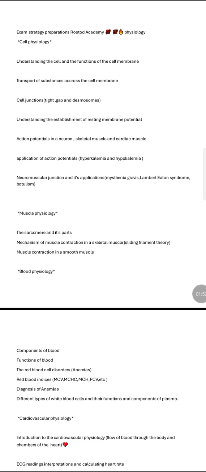So after understanding what resting membrane potential is, now you have to go to action potentials. You should be able to draw the action potentials in a neuron, in a skeletal muscle, as well as in cardiac muscle. Then also we come to application of action potentials, hyperkalemia and hypokalemia. What are you going to see? What are you going to observe in terms of these people?